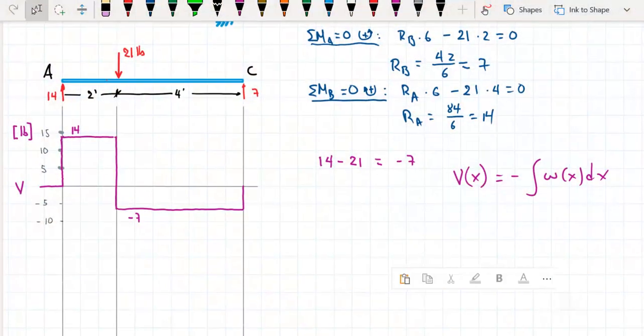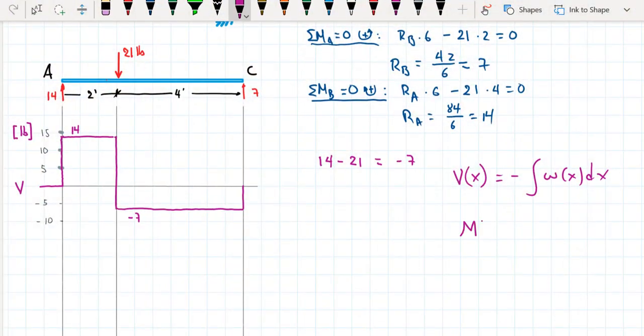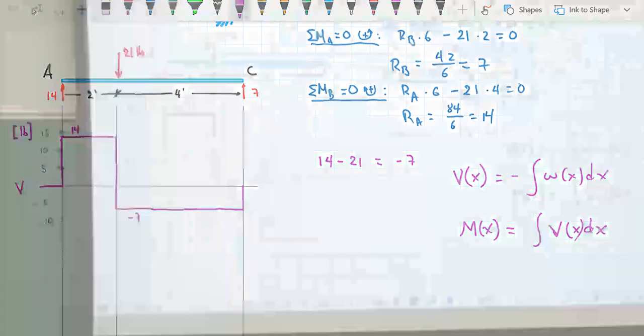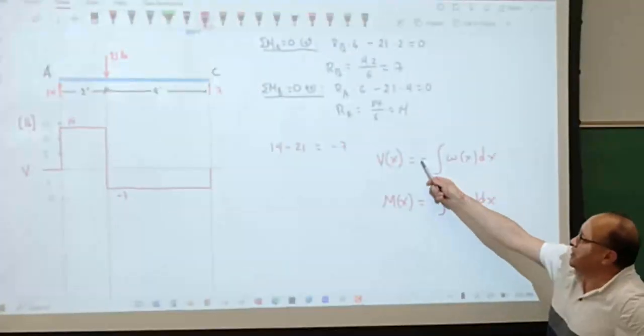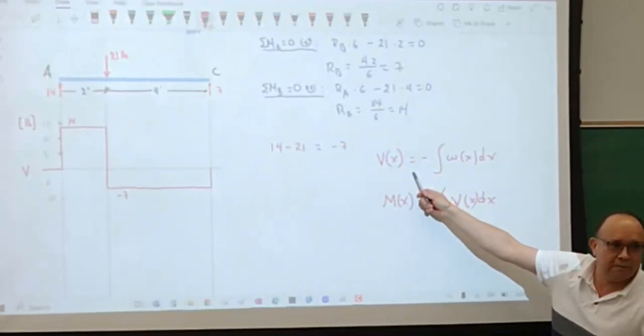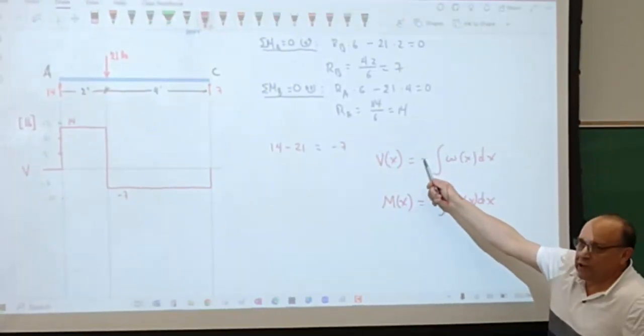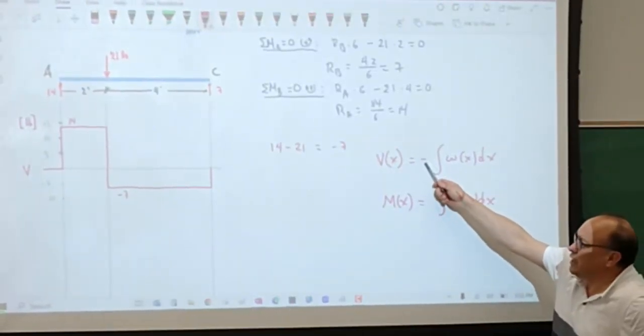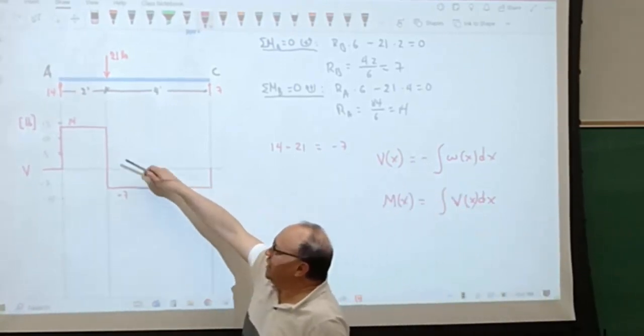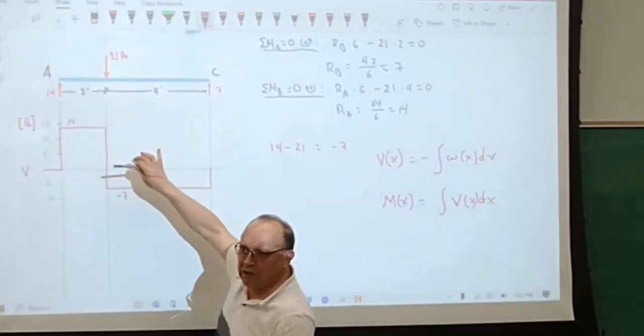You do moment of x equals integral of shear dx. Same form, right? What is the difference between these two equations? Just this stupid sign, right? So in order to handle this, we put that minus sign in this diagram. This is going to be the load now.